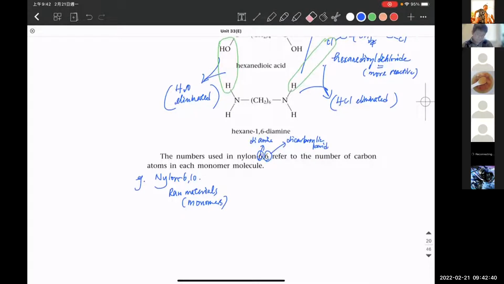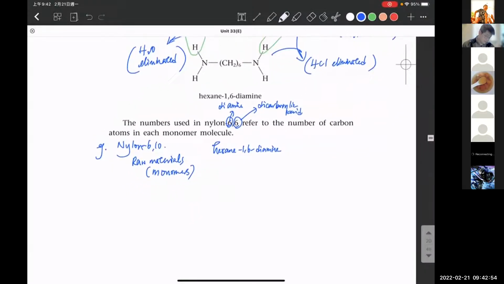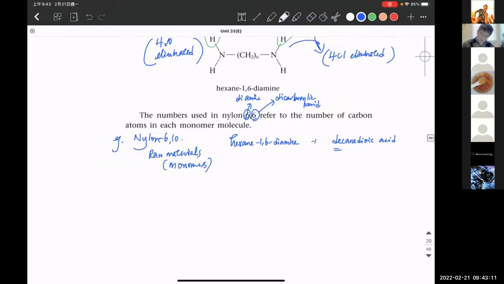Hexane 1,6-diamine. Yes. Hexane 1,6-diamine and, what is meant by dec? How do we call it? Decane acid. Yes, decane acid. Very good. Decanedioic acid. That means ten. So we have got those two chemicals. Hexane 1,6-diamine.